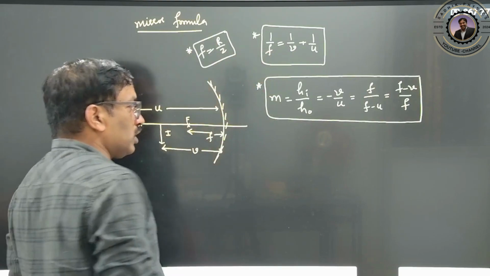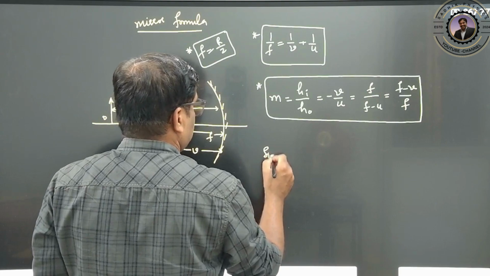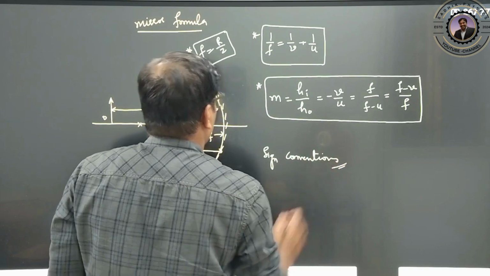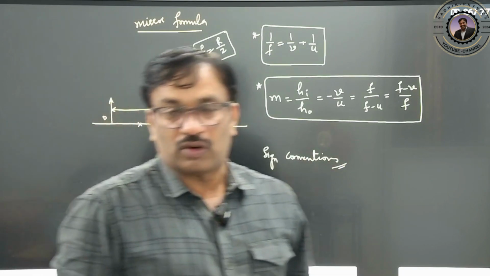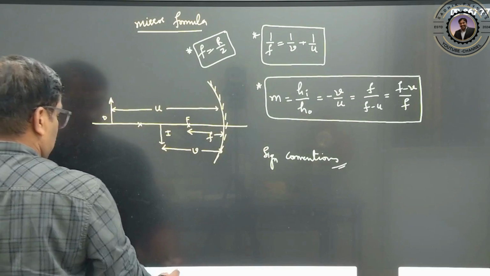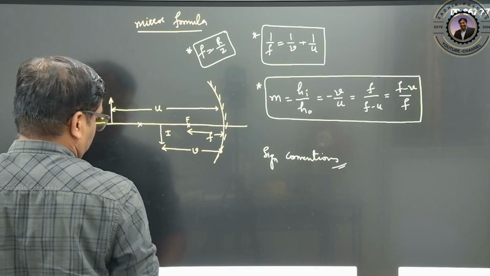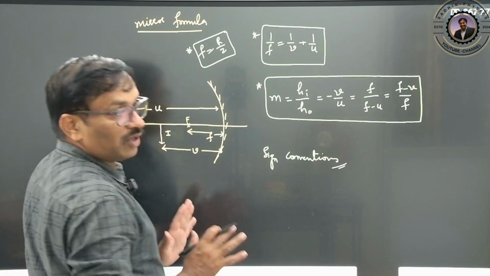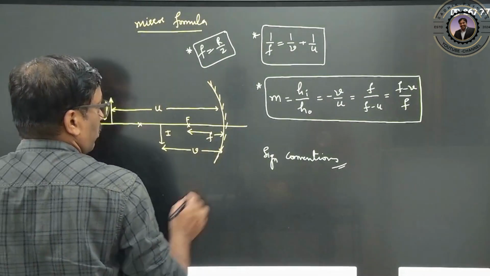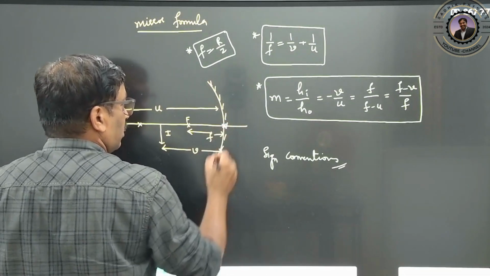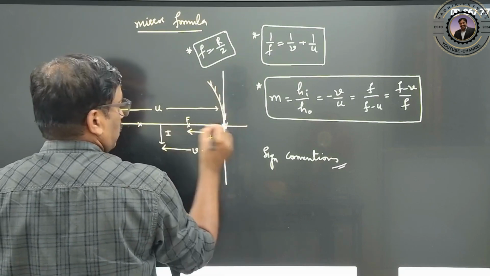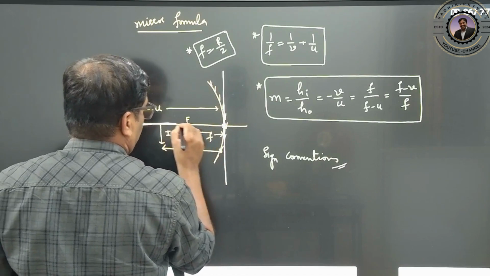To use these formulas, you compulsorily have to follow the sign conventions. So, what are the sign conventions? You have to follow certain rules for distances. Don't memorize anything, just remember one or two points. This is your pole, and at this pole you can make it like an origin.